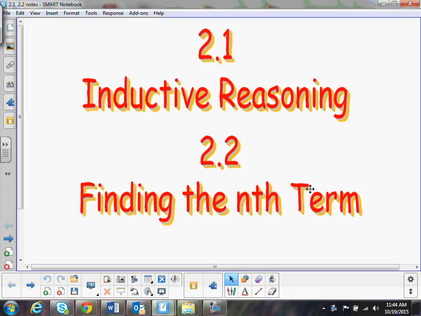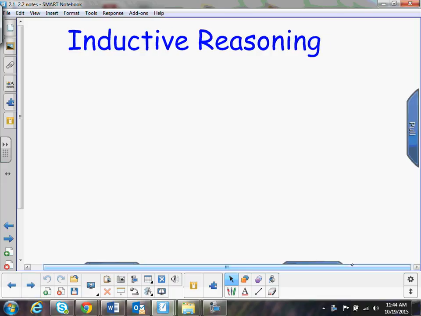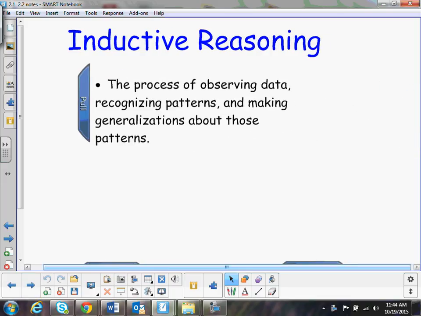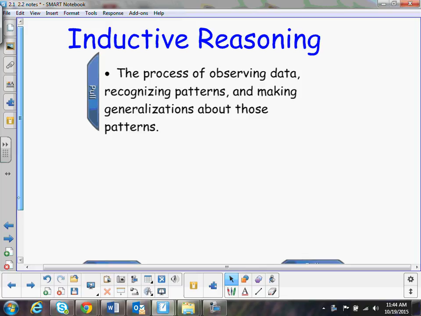Inductive reasoning and finding the nth term. So the definition first of inductive reasoning is the process of observing data, recognizing patterns, and then making generalizations about those patterns.